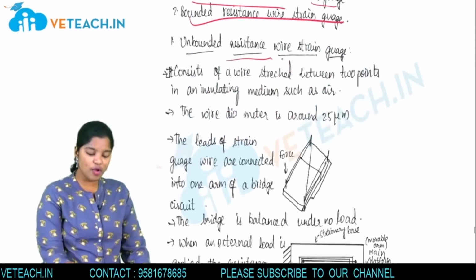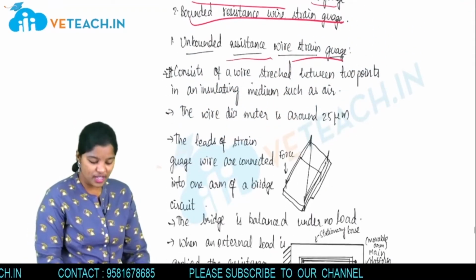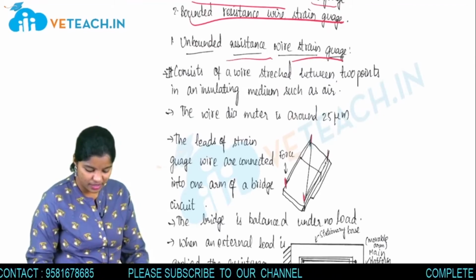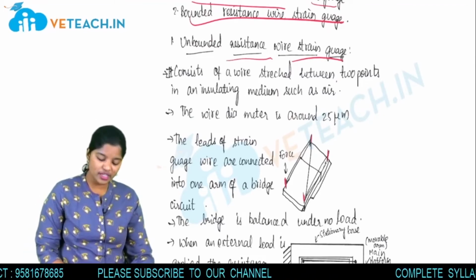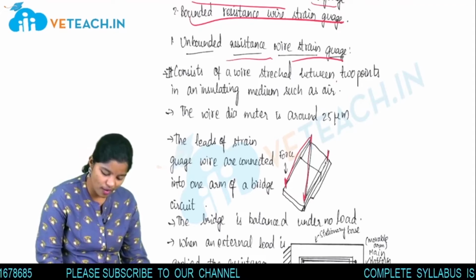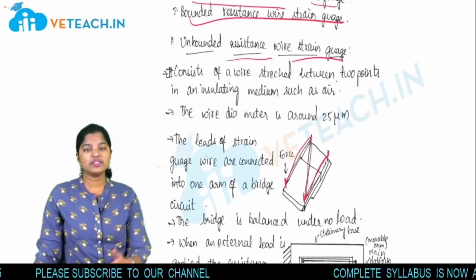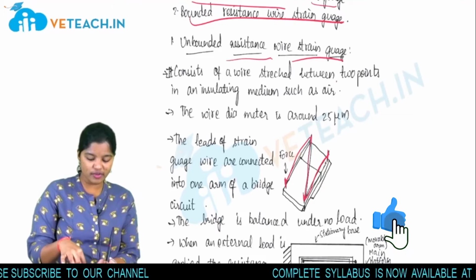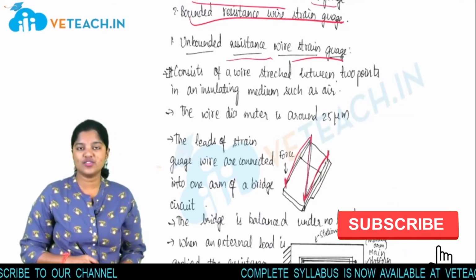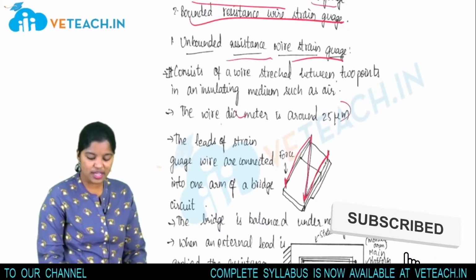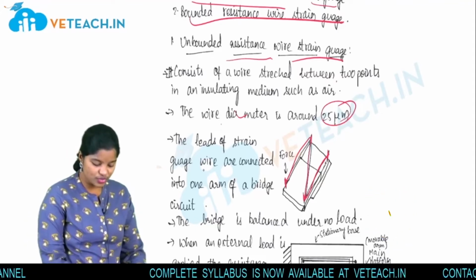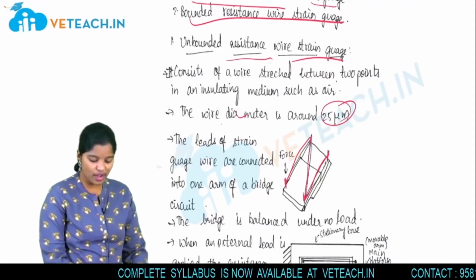First of all, the unbonded wire strain gauge. It consists of a wire stretched between points of an insulating medium such as air. It is stretched between these particular points. A wire is stretched and the medium is nothing but air. Here one point is there, here one point is there, and in between those the wire is stretched. The wire diameter is around 25 micrometers. The leads of the strain gauge are connected to one arm of the bridge.